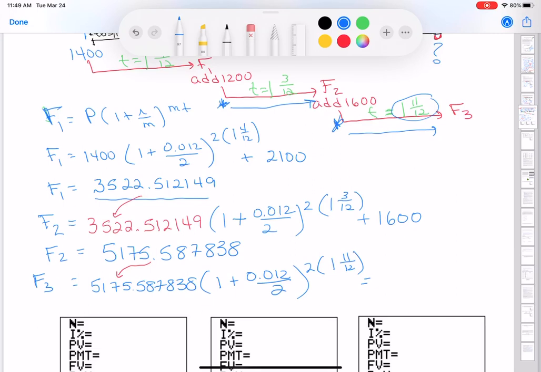And we can get our final answer, and this answer we are going to round to 2 decimal places. For a final answer of $5,295.64.